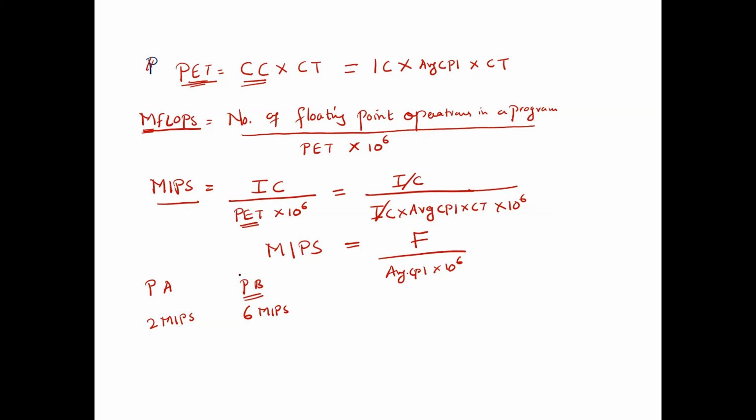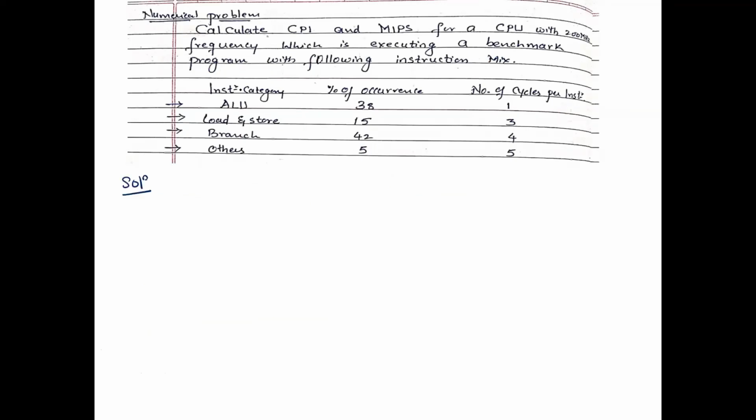We are going to solve one example. So we need to calculate what? The average CPI. So this factor I need to determine. And also they are going to ask us to find out the value of MIPS, that is million instructions per second. And what is the given data they have given? They have given a CPU with 200 megahertz. And they have also given a program. Now, what is this program?